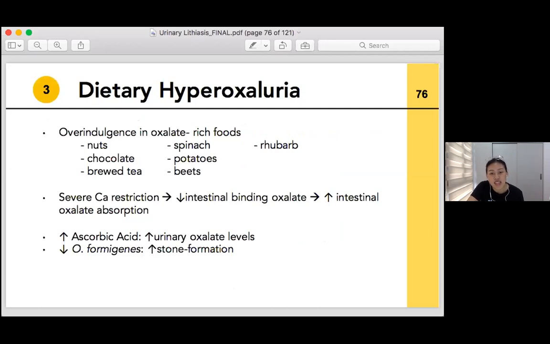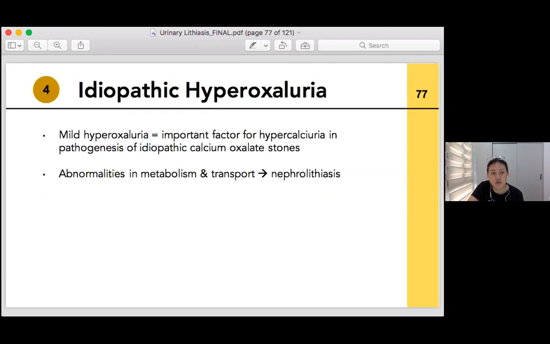Next is the dietary hyperoxaluria, which is due to overindulgence in oxalate-rich foods, such as those seen on your screen. So in addition, severe calcium restriction can actually result in reduced intestinal binding of oxalate, which would increase the intestinal oxalate absorption. So ascorbic acid supplementation has also been shown to increase urinary oxalate levels, while a decrease in the Oxalobacter formigens causes more stone formation.